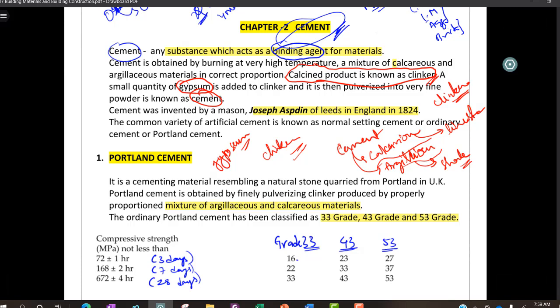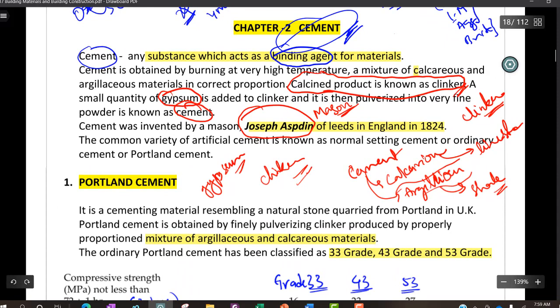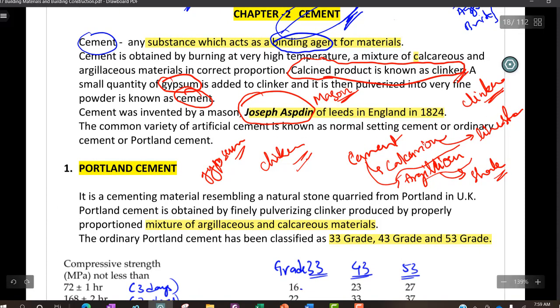So who invented this cement? Cement was invented by Joseph Aspdin. He was not an engineer or a scientist. He was just a mason working in a construction firm. So एक mason ने पहचाना है cement, which has revolutionized the entire world. I hope it is very clear for you. So cement was invented by Joseph Aspdin.